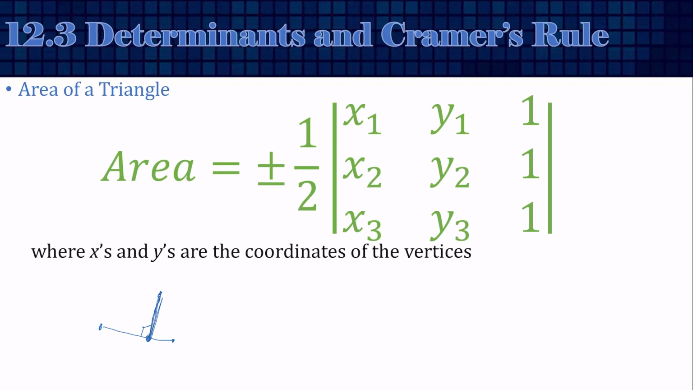Wow, this is so much easier. Just plug in the 3 coordinates of the vertices, find the determinant, and it's 1/2 of that. This plus and minus simply means to make the area positive. Just use the plus or the minus, whatever is needed to make your area positive.